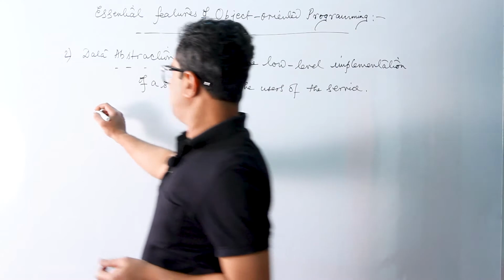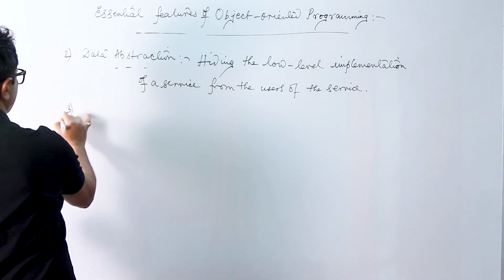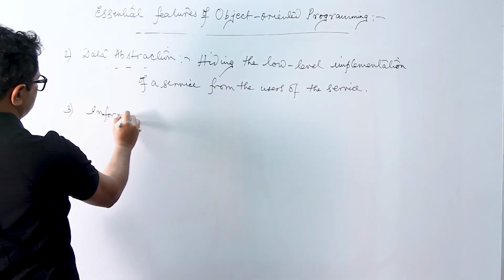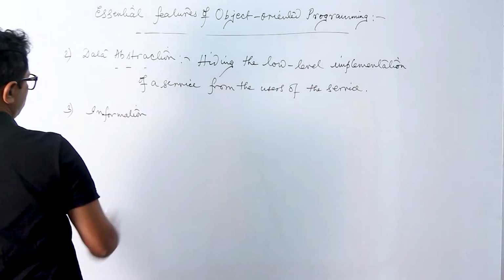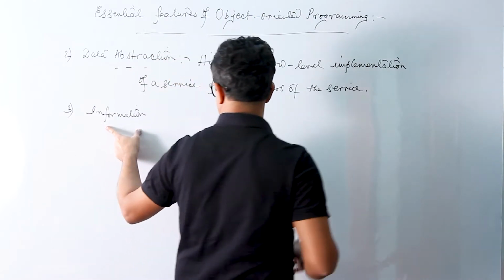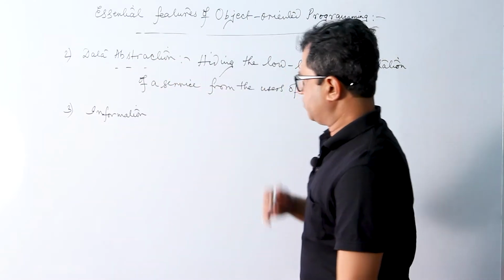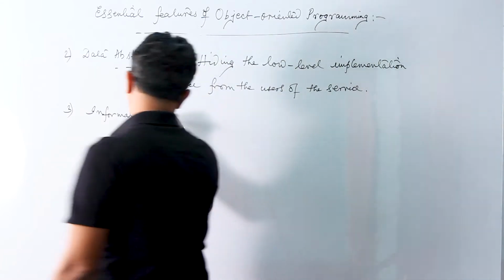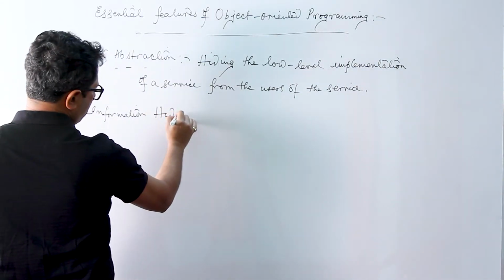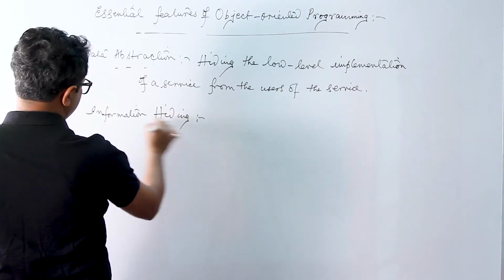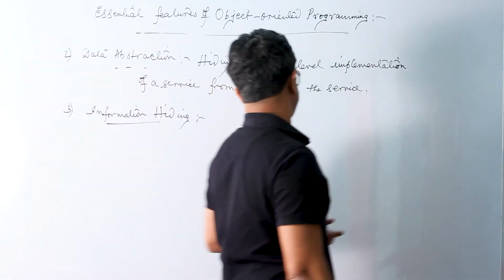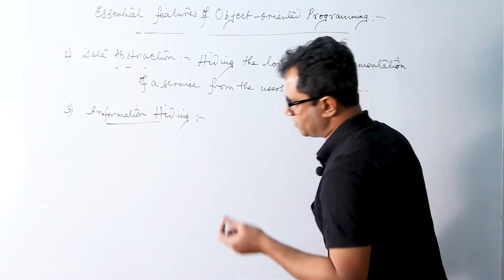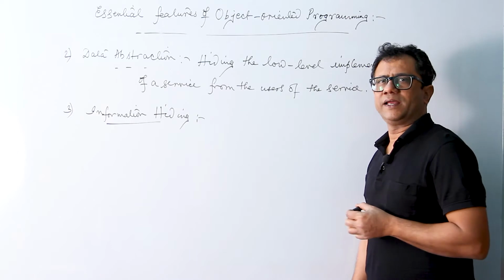So number 3 feature is the important feature, which is called data hiding or information hiding. Information hiding is the term which I will use, but it can sometimes be called data hiding as well. By the name it suggests that we are going to hide some information or hide some data. So what is information hiding basically?